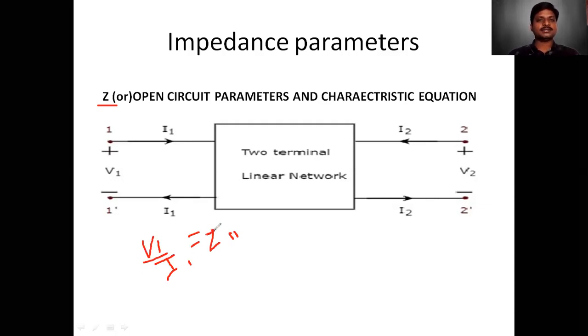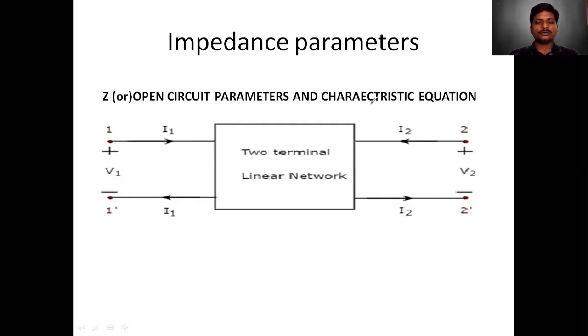You call it as Z22. And there is other impedance, that is Z12. Z12 means V1 by I2 and Z21 is V2 by I2. So you have four types of impedances that will be derived from a two port network for impedance parameters.